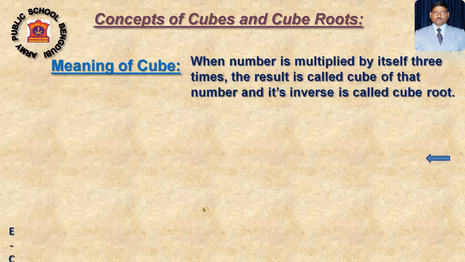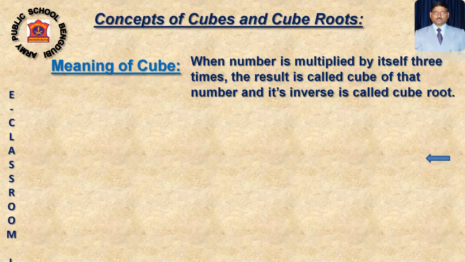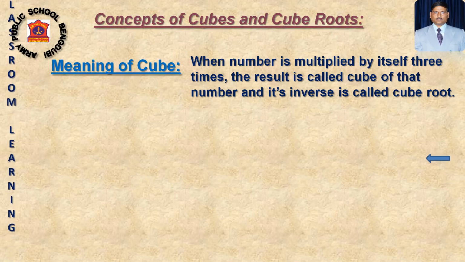Now, meaning. What is the meaning of cube? When a number is multiplied by itself 3 times, the result is called the cube of that number, and its inverse is called the cube root. Same number multiplied by itself 3 times. Say 5: 5 into 5 into 5. 5 times 5 is 25, times 5 is 125. 125 is the cube of 5, and 5 is called the cube root of 125. Have you understood this meaning?